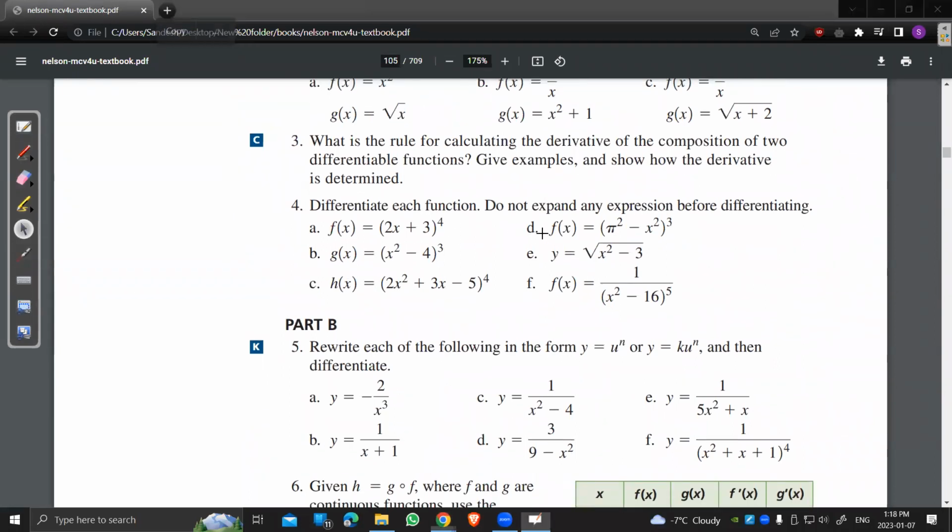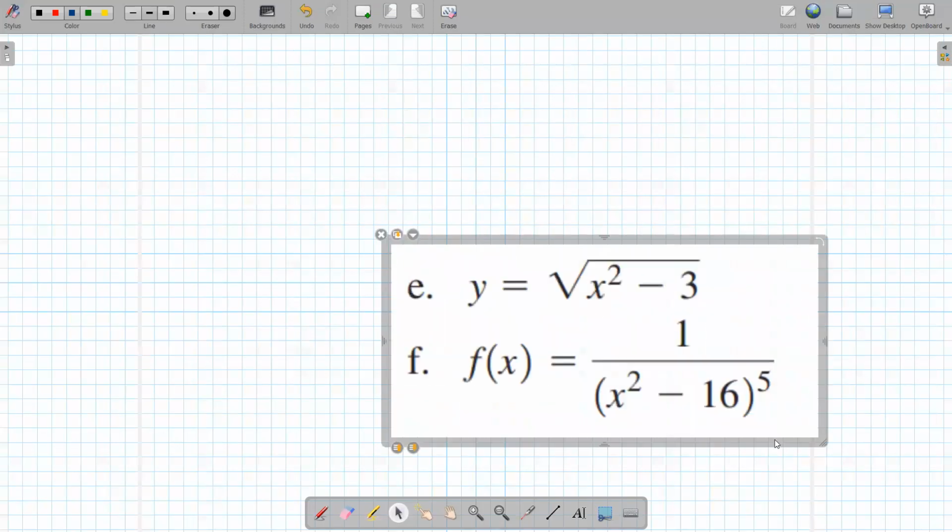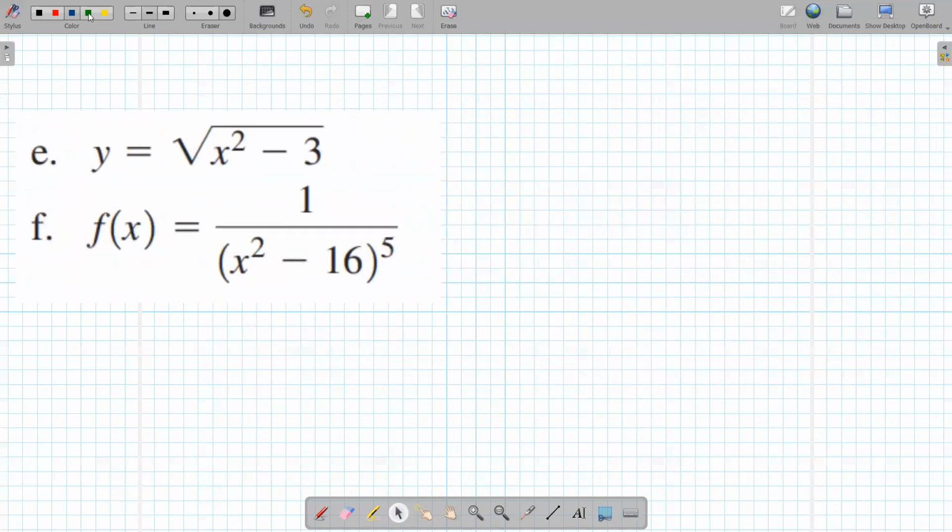All right, let's try doing these two, I guess. If there's a square root, what's the power? What's the exponent? Because you have to rewrite this in exponent form. It's 1/2. Yeah, so the square root of that entire thing is everything to the power of 1/2. This is still y. What's y prime?